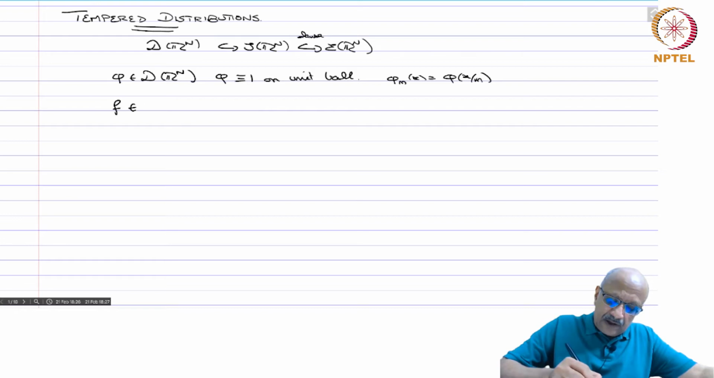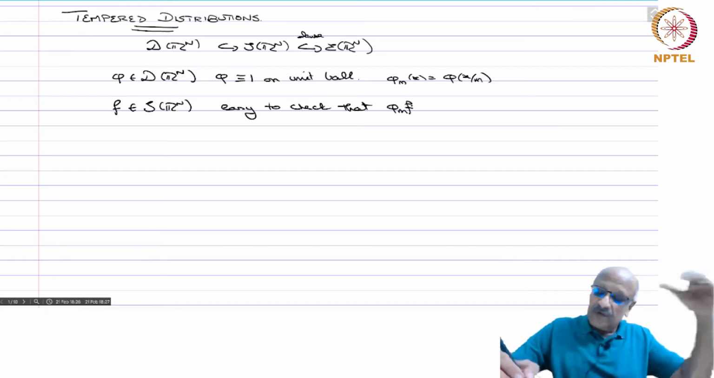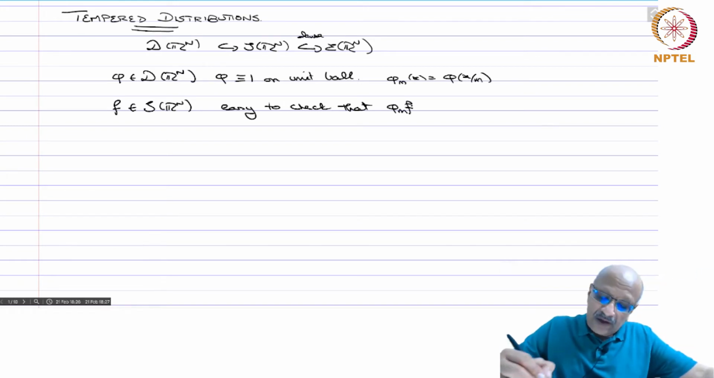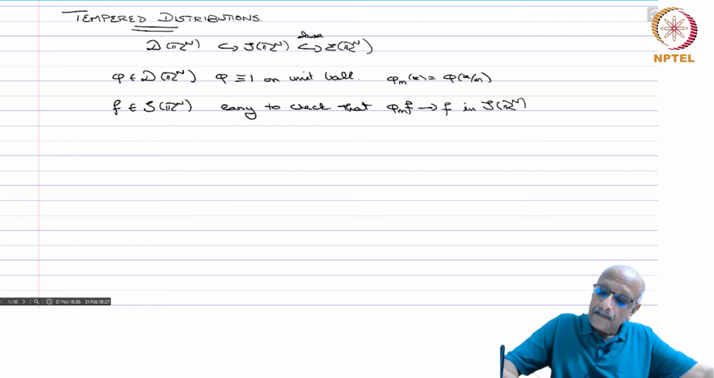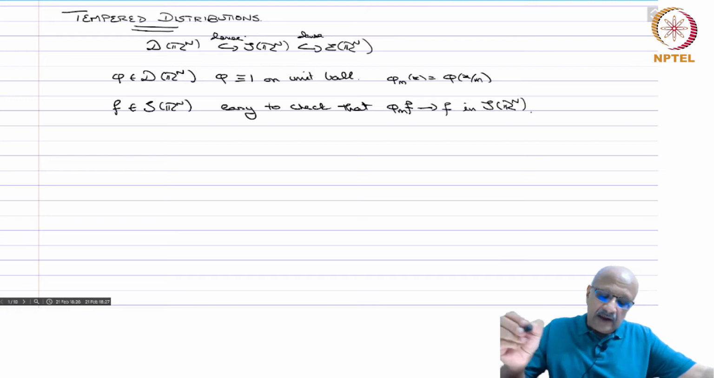And then if you take f in S of Rn, it is easy to check that phi m of f, which is now a C infinity function with compact support, therefore it is in S of Rn, goes to f in S of Rn. Therefore this is also dense. D of Rn is densely included in S of Rn, S of Rn is densely included in E of Rn.